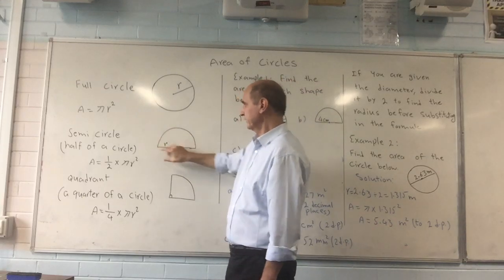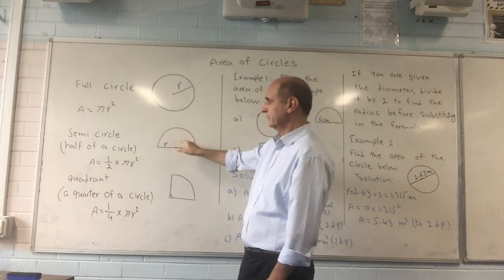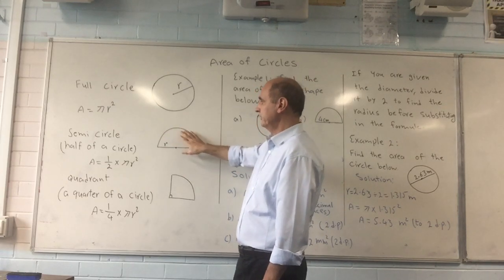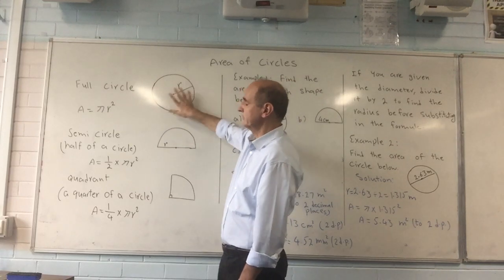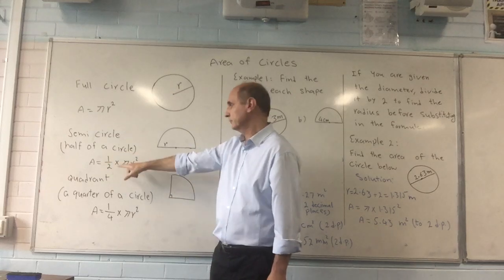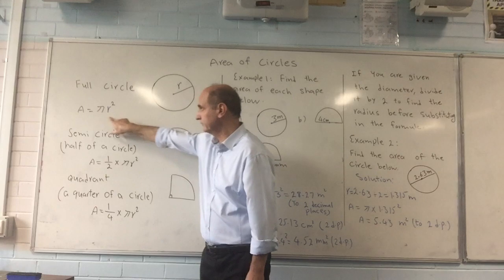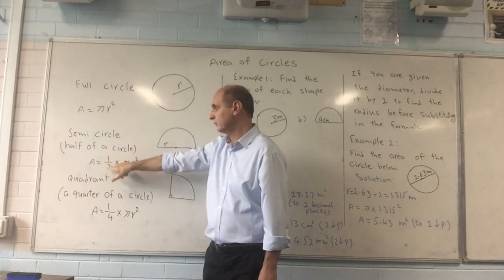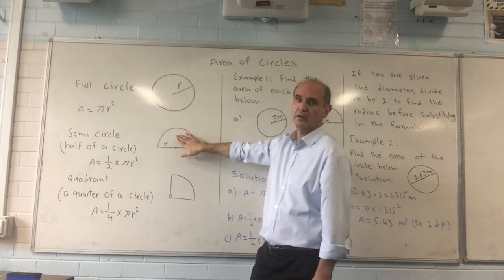A semicircle is half of a circle. So to find the area of a semicircle, remember area is space inside. Space inside this is half of the space inside the full circle. So that's why we times by half. So half times pi r squared. Pi r squared is for the whole circle, and you times it by half to find the area of half a circle or semicircle.